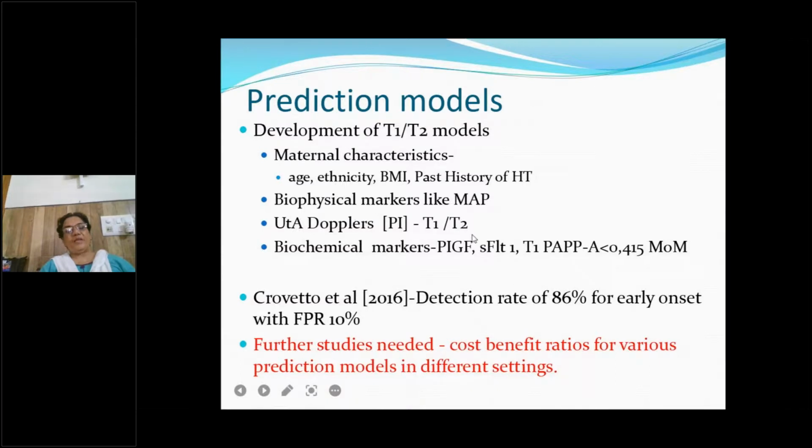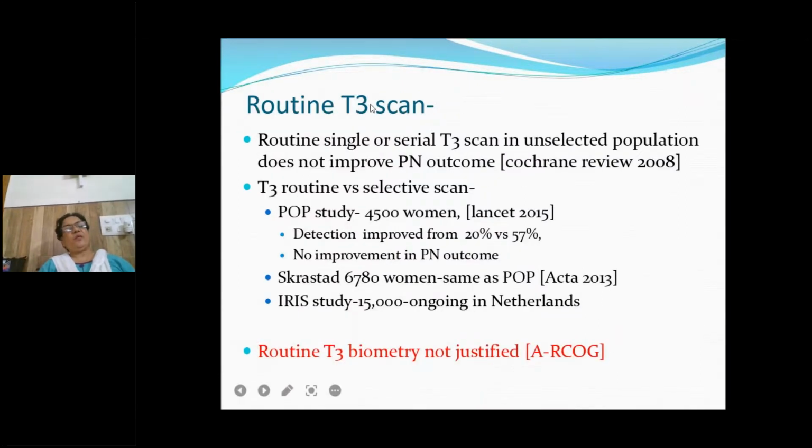However, this is a very complex procedure. You need the facilities. If you don't have a facility for the markers, how does it work? So we need further studies as to cost benefit ratios of the different prediction models and how they work in different settings. The third one is, if we do one scan in the third trimester, will it help us in detecting fetal growth restriction, because our clinical assessment is not so accurate. There are many studies which are being conducted, but till now, it seems that a single third trimester scan in an unselected population does not improve the outcome.